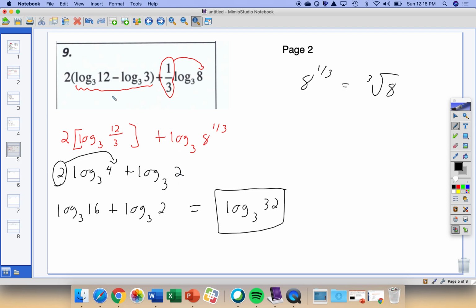So I first worked inside the parentheses. I could have, if I wanted to, distributed this 2 to both of the logs. It would have given you the exact same answer. Okay, but I like to condense before I move this exponent back to the top.